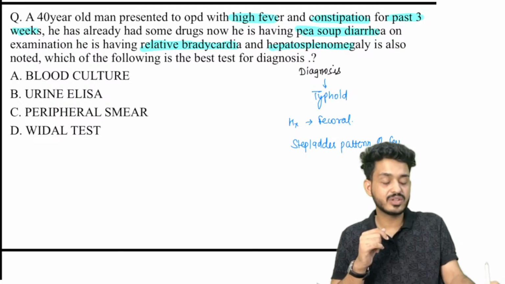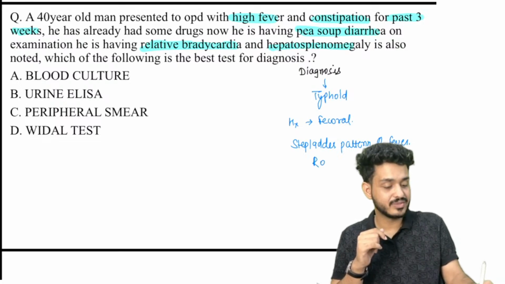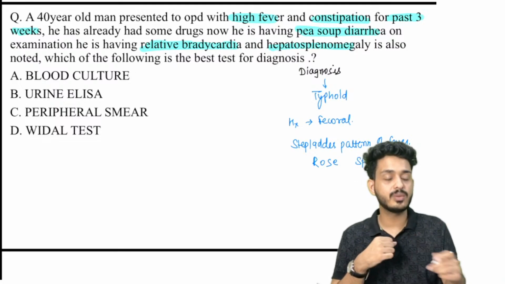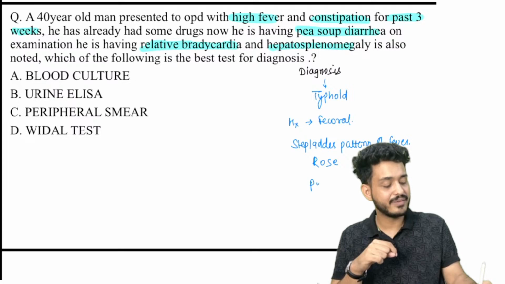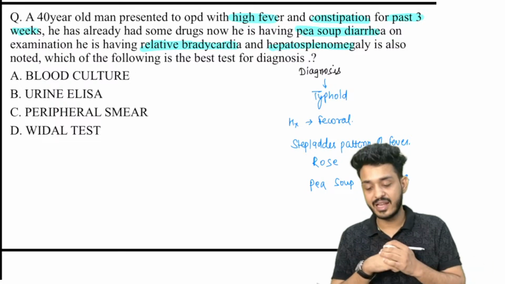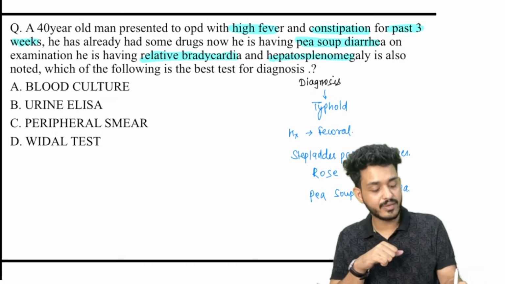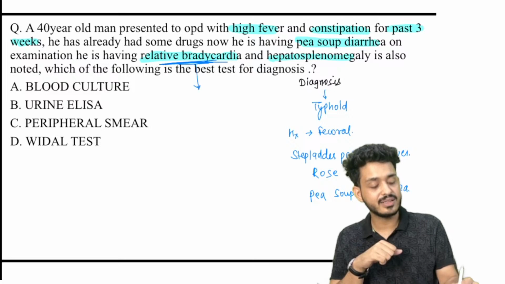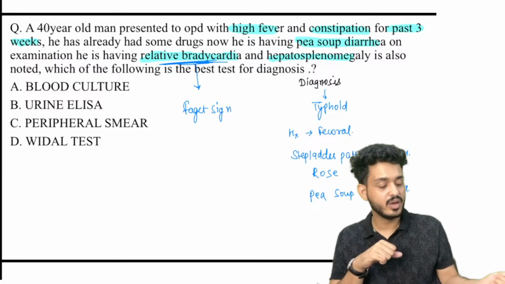Apart from that, the patient will be having rose spots on the body. Apart from that, the patient will be having a diarrhea that is known as pea soup diarrhea. And the most important sign that is already given, that is relative bradycardia. This particular thing is known as Faget sign.